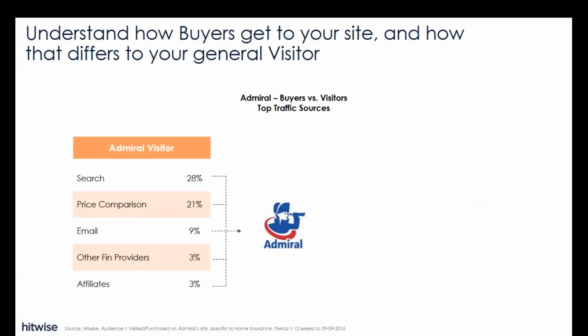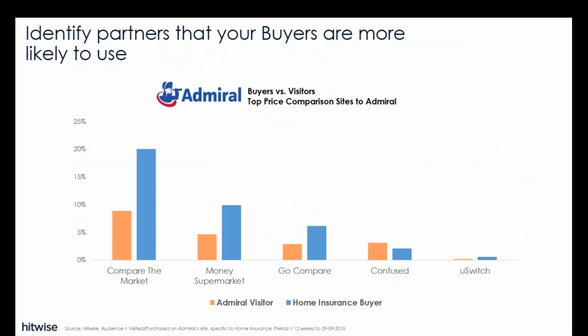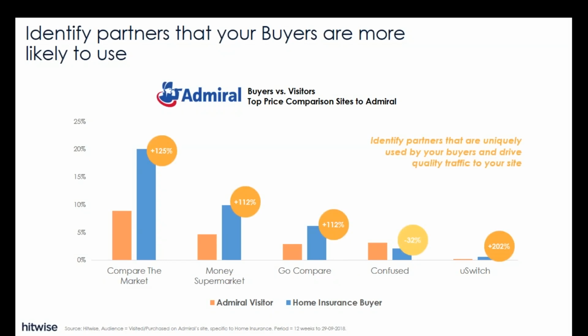But my home insurance buyers are slightly different. Although search is still a key channel, they rely a lot more on price comparison sites and affiliates. So this is about 90% more than my general visitor. So which price comparison sites are they using? Compared to my general visitor, my home insurance buyer is twice as likely to reach my site from sites like Compare the Market, Money Supermarket, and Go Compare. Although at a smaller share, buyers use USwitch to click on Admiral's site over 200% more than general visitors.